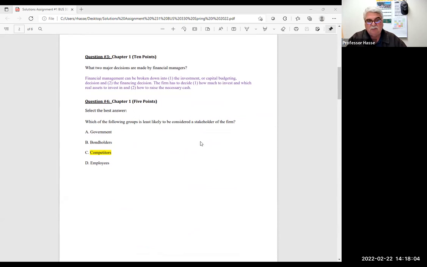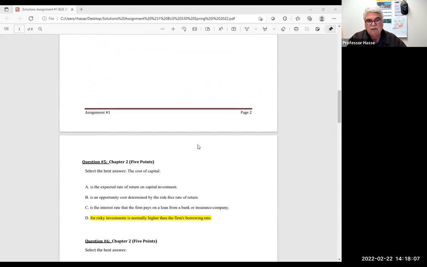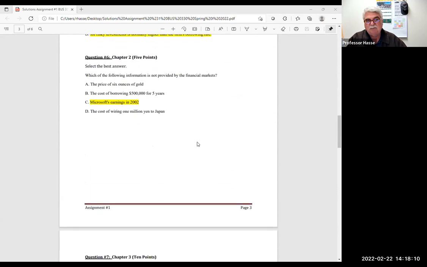I think the multiple choice problems are pretty well self-explanatory, and everybody pretty well got those right anyways. The only big problem is on question 6. Select the best answer. Which of the following information is not provided by the financial markets? Microsoft earnings are not provided by the financial markets. They're provided to the financial markets by Microsoft. So that's kind of a difficult little question to answer there. But Microsoft is the only one that provides to the financial markets. All the others, gold, cost of borrowing, and the wiring fees are all market generated by the financial markets.